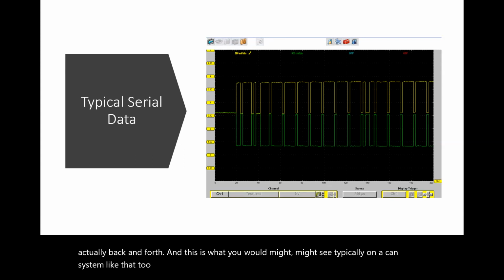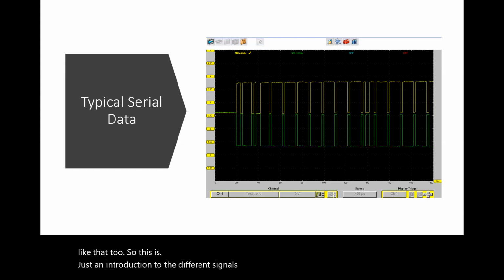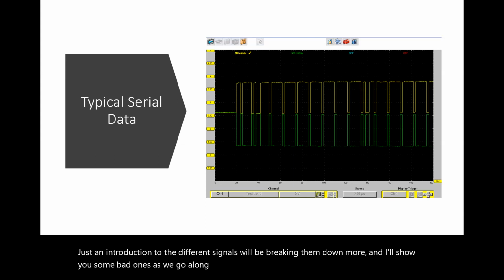So this is just an introduction to the different signals. We'll be breaking them down more, and I'll show you some typically good ones as we go along, and then I'll show you some bad ones too. So that comes in a future video.